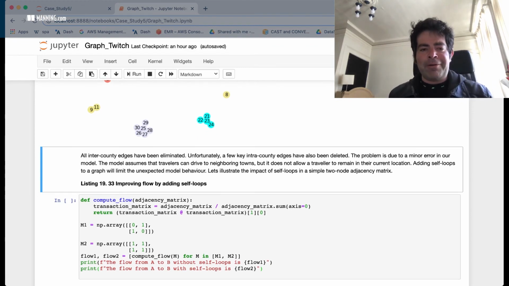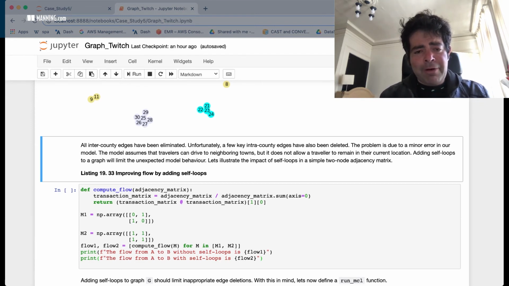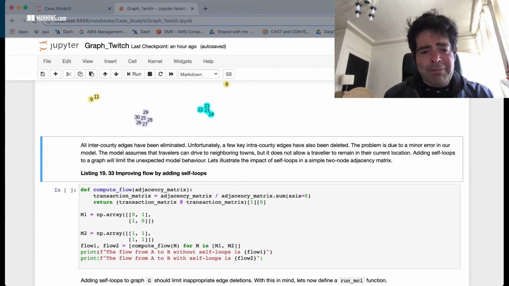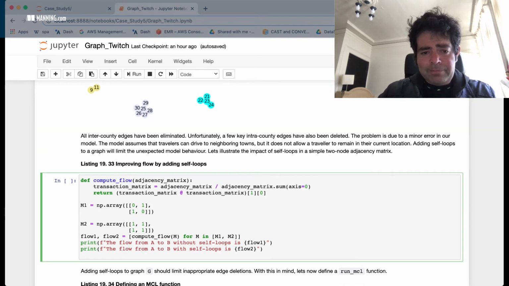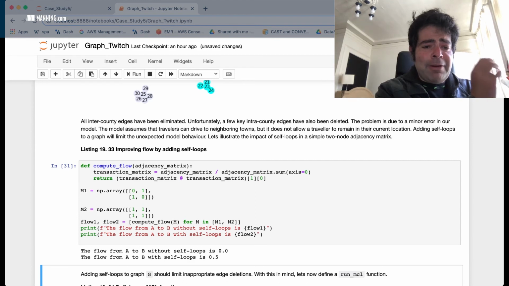So here we're going to model the scenario we discussed. We're going to have an adjacency matrix M1, which represents towns A and B, where you're always forced to go from A to B and vice versa. And we're going to have M2 with self loops on the diagonal, where from town A you can go to town B, or you can take the self loop and stay in town A. And we're going to compute their flows. Just as expected, the flow from A to B in the first scenario is 0, and the flow from A to B in the second scenario is 0.5.